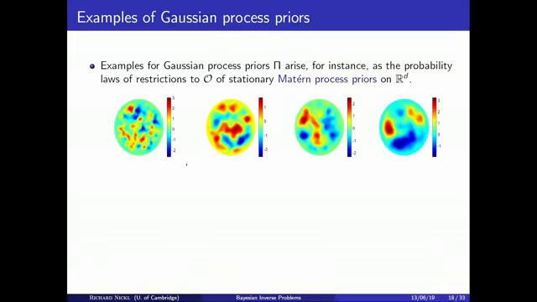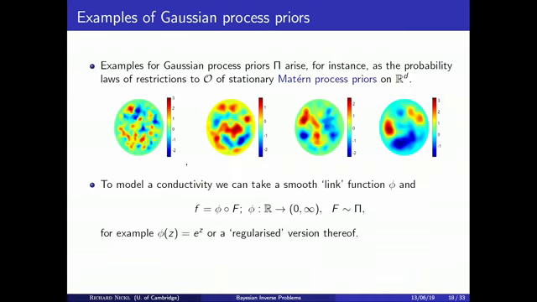Just what kind of Gaussian process priors could you think of in implementation? Something that we've already heard today is that often a Matern process prior is quite attractive. So I've shown you here draws from a Matern process prior for a random field on the disk for different parameters of the Matern kernel. So you see that you can get very smooth pictures and also rather wiggly ones. So you have a lot of flexibility here.